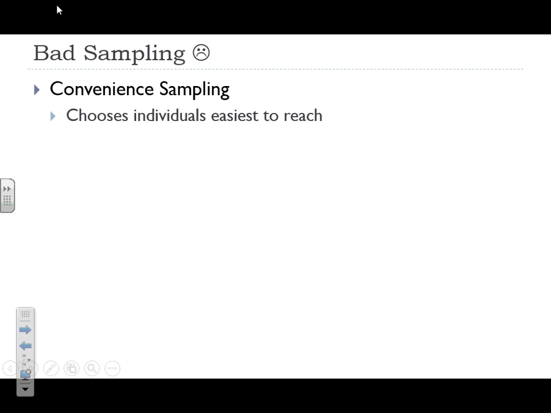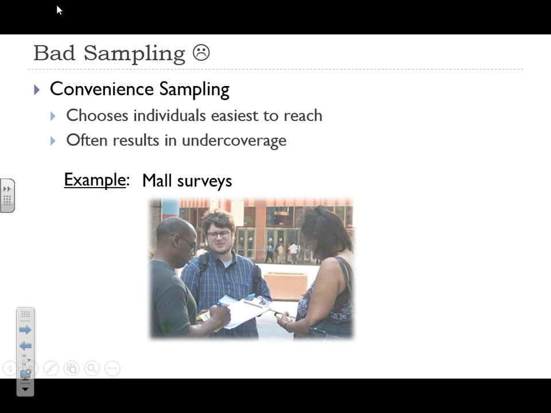Okay. So convenient sampling, choosing those who are easiest to reach. Now, the reason this one's so bad is that most often it results in undercoverage. So when you use convenient sampling, more often than not, you are going to be suffering from undercoverage. You are going to be missing out on some part of your population.